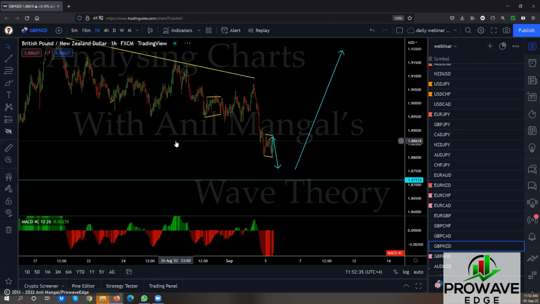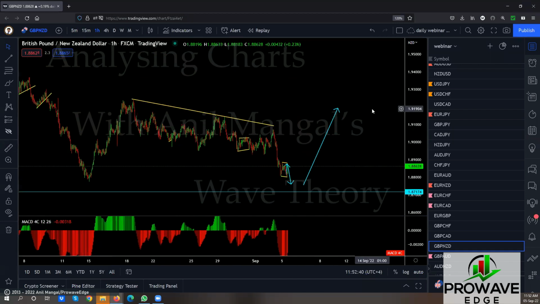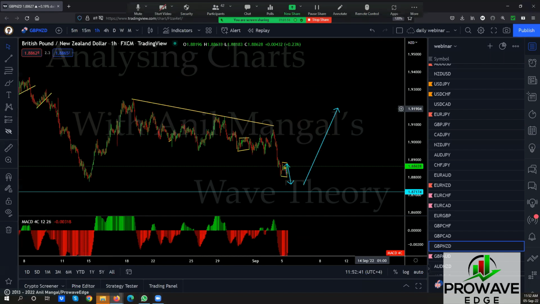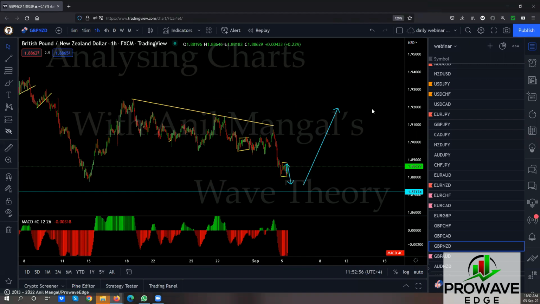Let's see what happens. I still think it's going to come back down. We're looking for this structure, basically. We're expecting this to be a running flat. Come here and then go back up there. Make this one. So if you want this trade, it's an aggressive trade. If not, you wait for this to happen, and go for that trade, which would take a while.